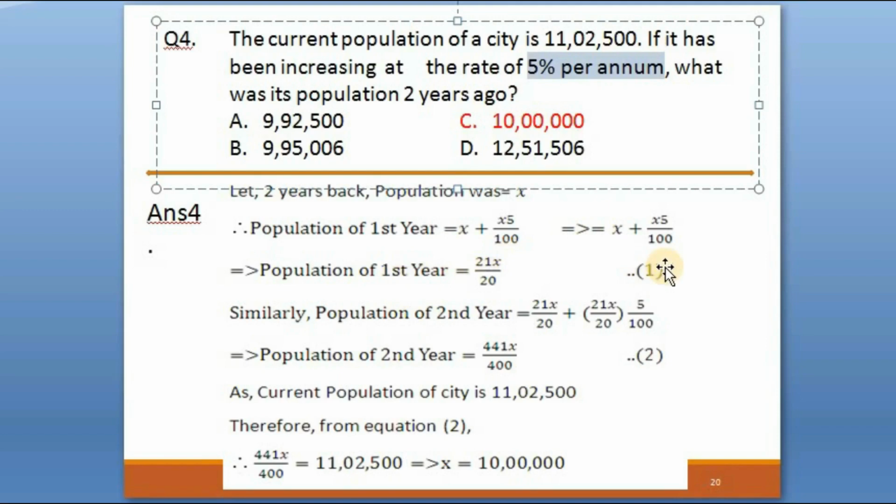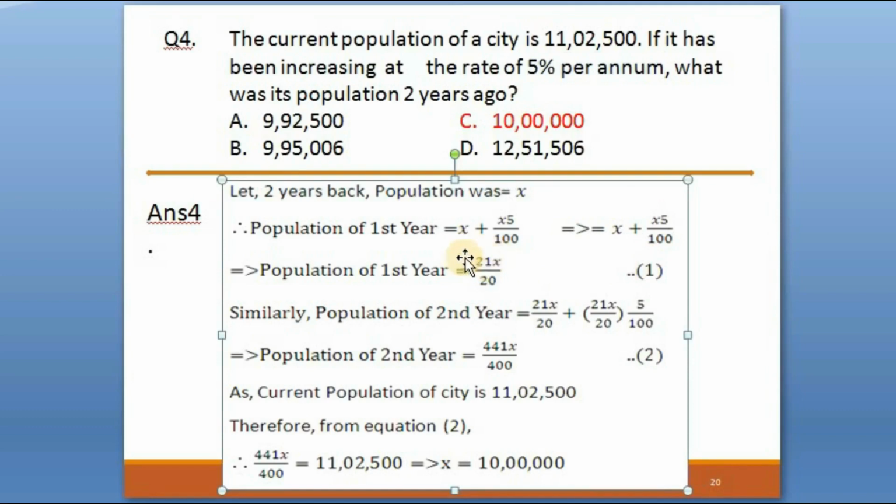Similarly, the population of the second year comes out as 21x divided by 20 plus 5% of that, right? Because in the first equation we have calculated the population of the first year, that is 21x divided by 20. Similarly, 5% of this is the increase in the second year. So we apply the same concept here: 21x divided by 20 plus 21x divided by 20 into 5 by 100. So this comes out as 441x divided by 400.